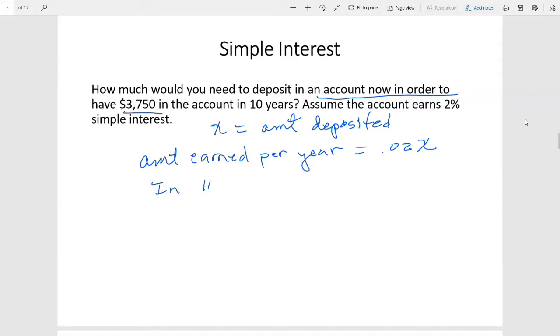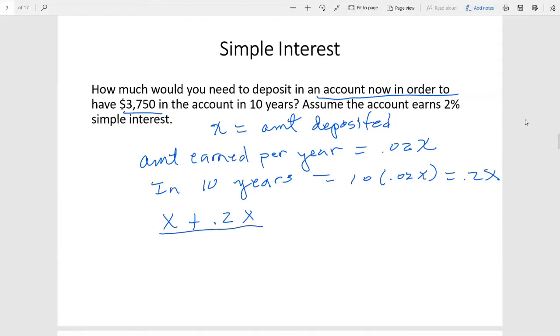In 10 years, you will have 10 times 0.02x, equal 0.2x. So if he starts off with x and then in 10 years has 0.2x, we want the total amount to be $3,750.